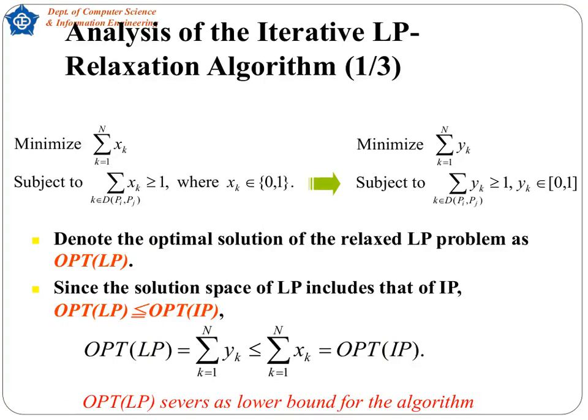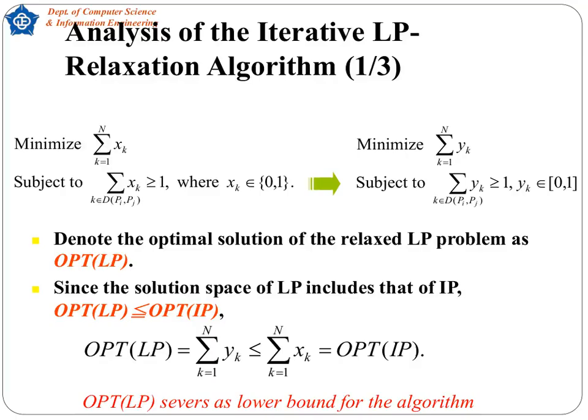Building on our cutting plane discussion, let's now compare the original integer program with its linear relaxation. On the left-hand side, we have an IP that minimizes the sum of binary variables x, subject to the rule that for each demand pair p, at least one selected cut x must equal 1. On the right-hand side, we relax each x into a fractional variable y in [0, 1], while keeping the same coverage constraints. We call the optimal value of this relaxed LP opt_LP.